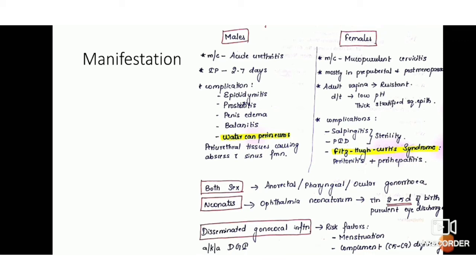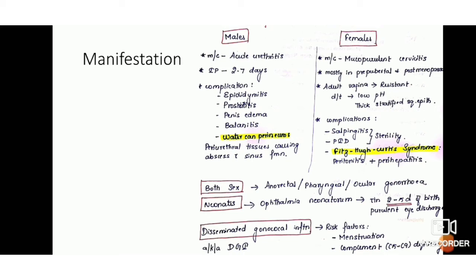It also causes a condition called Fitz-Hugh-Curtis syndrome, where there are fibrotic adhesions between the fallopian tubes, uterus, and liver, that is peritonitis plus perihepatitis will be present. And also there is a risk of ectopic pregnancy in these females due to the adhesions or inflammation in the tubes. In both sexes, the common manifestations are anorectal, pharyngeal or ocular gonorrhoea.